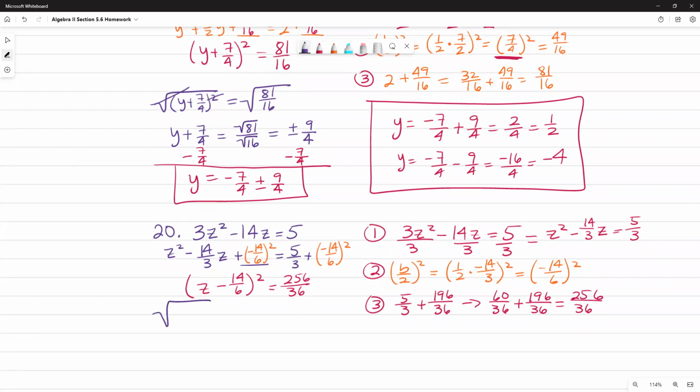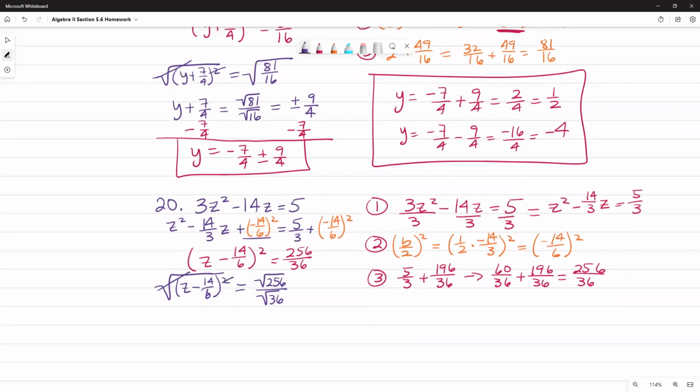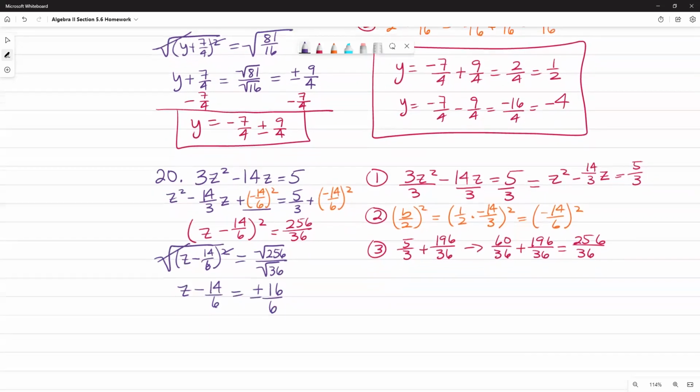So this is the square root of z minus 14/6 squared equals, and I'm going to go ahead and just square both of these separately. 256, square root of 256 over the square root of 36. And that cancels. This becomes z minus 14/6 equals, square root of 256 is 16, so plus or minus 16/6. My last step, I'm going to add that 14/6 to both sides, and I get my final solution, z equals 14/6 plus or minus 16/6.